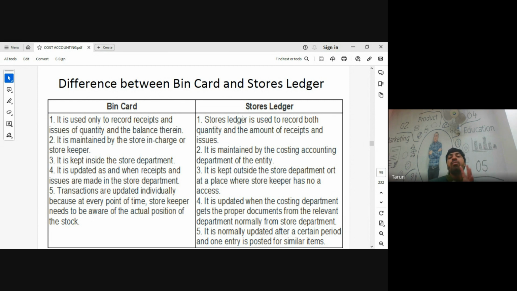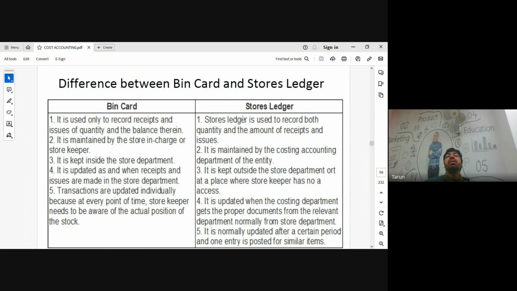But when we talk about the store ledger, it is normally updated after a certain period of time, and one entry is posted for similar items only. So under the store ledger, similar items will be updated together. But in the bin card, the storekeeper needs to be aware of the actual position of the stock and accordingly the transactions will be updated.